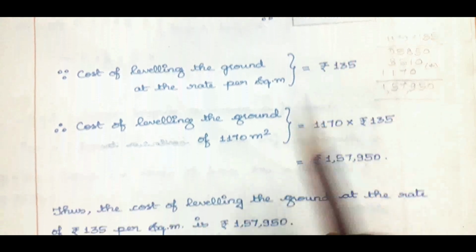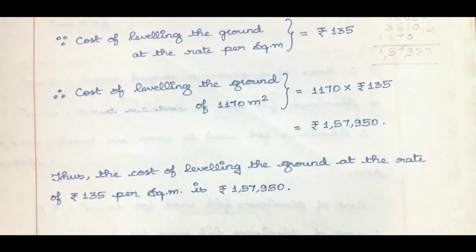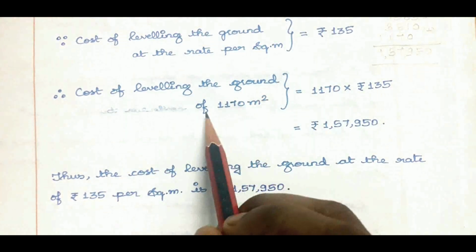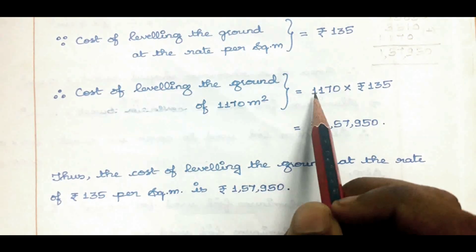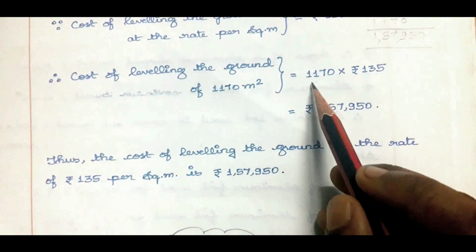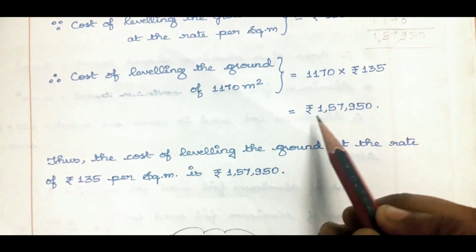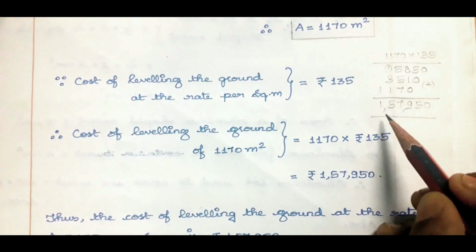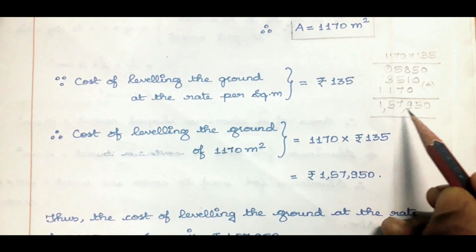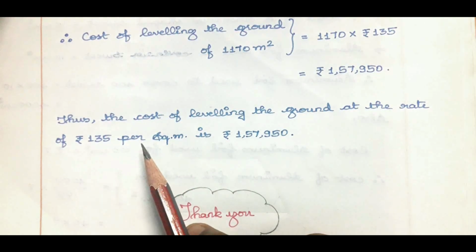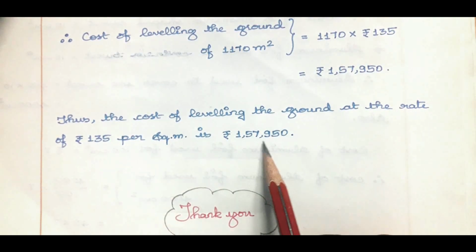With this area, we can find the cost of leveling the ground, which has been given per square meter as 135. Since the cost of leveling the ground at the rate per square meter is rupees 135, therefore the cost of leveling the ground of 1170 meter square is equal to, multiply this area with the amount which is 135. So 1170 into rupees 135, when we multiply, will give you 1,57,950. Clear? Thus, the cost of leveling the ground at the rate of rupees 135 per square meter is rupees 1,57,950.